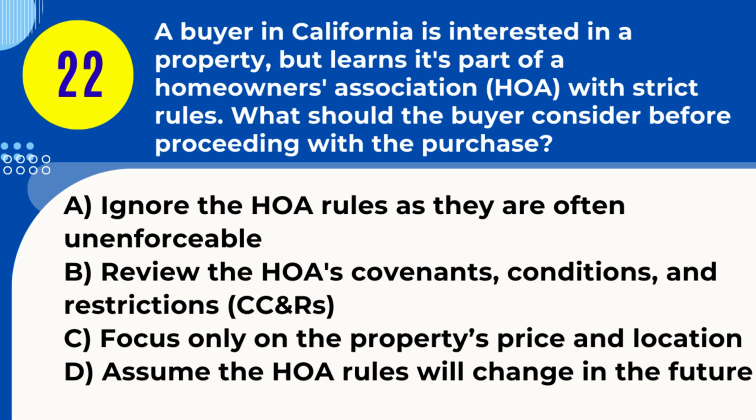Question 22. A buyer in California is interested in a property, but learns it's part of a homeowners association, HOA, with strict rules. What should the buyer consider before proceeding with the purchase? A. Ignore the HOA rules as they are often unenforceable. B. Review the HOA's covenants, conditions, and restrictions, or CC&Rs. C. Focus only on the property's price and location. D. Assume the HOA rules will change in the future.